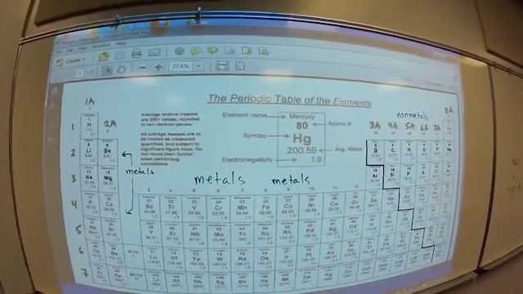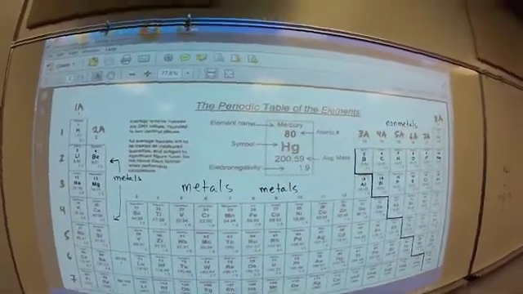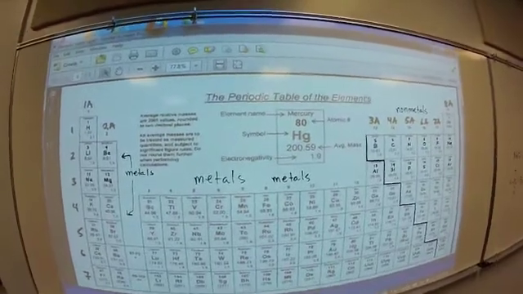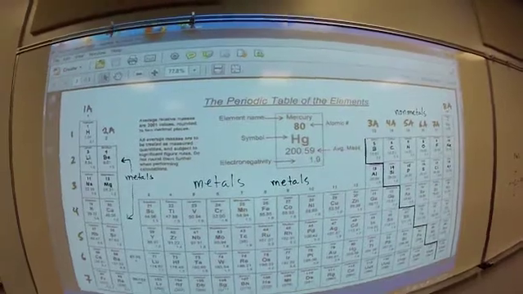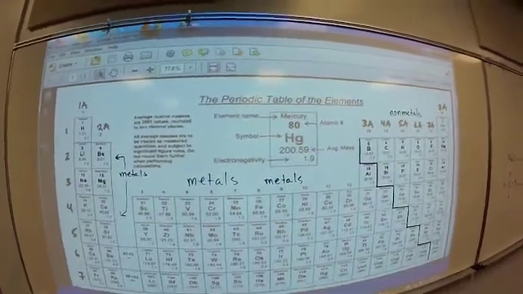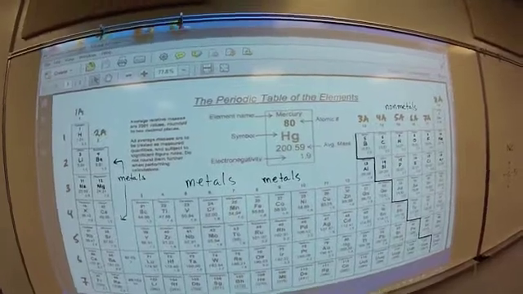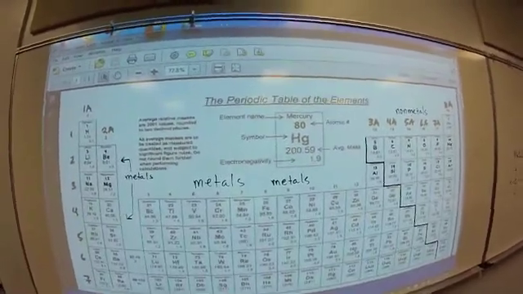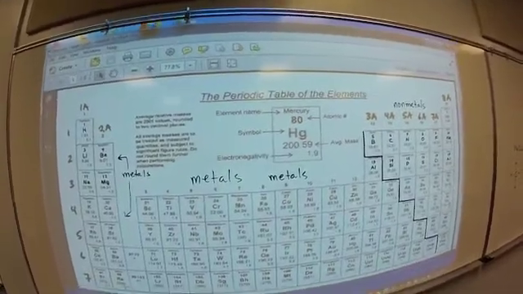We're interested in the size of different elements because the size of a particular element influences its physical properties and also its chemical properties. And so what we want to be able to do is utilize the periodic table in order to make qualitative comparisons about the size of different elements. So in order to do that, we need to understand how the various trends work.